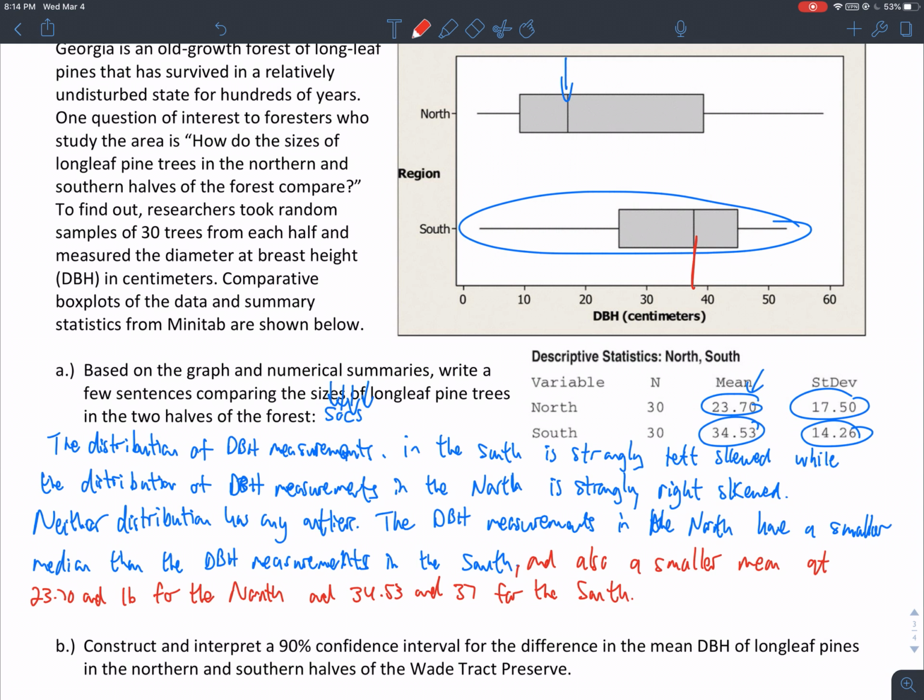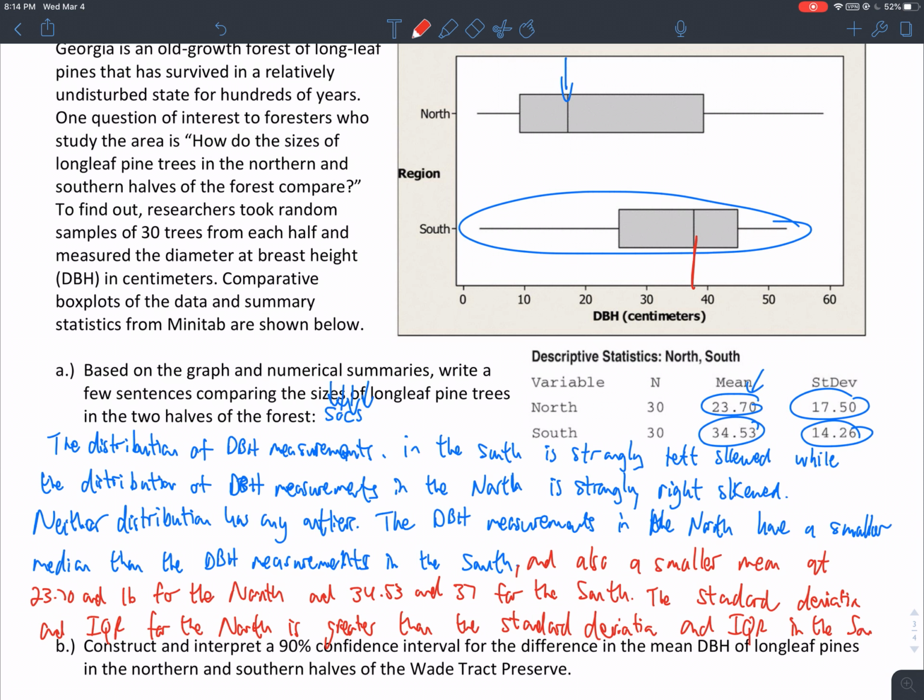Okay, so we say that the standard deviation and IQR for the north is greater than the standard deviation and IQR in the south. Okay, IQR in the south.